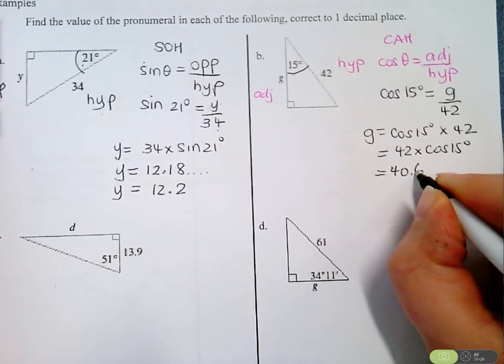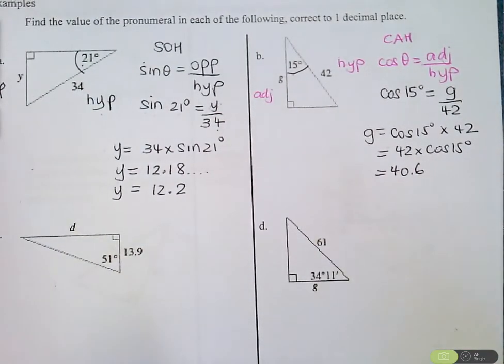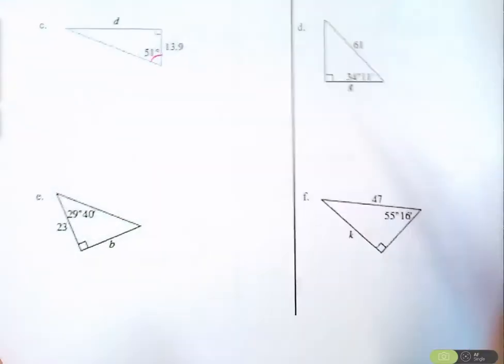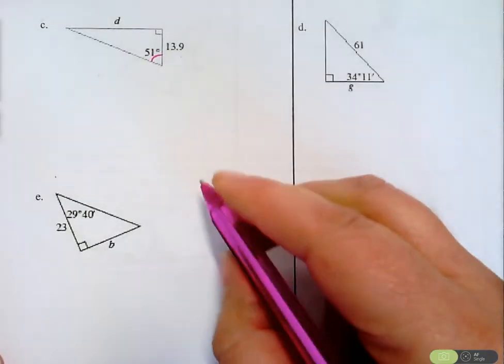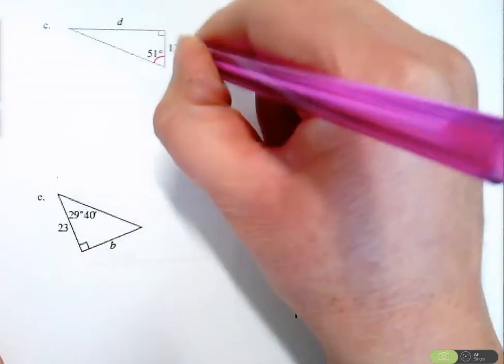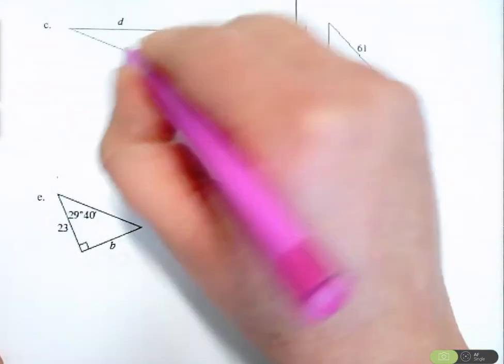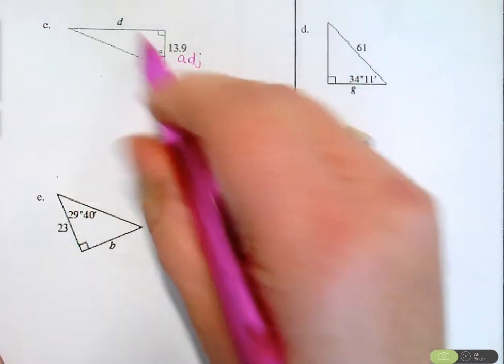40.6. Yeah, one decimal place. My angle, everything gets marked in relation to that angle. Tell me about the 13.9. What's that in relation to that angle? And look, this one here is the hypotenuse, but I'm not going to write on it because I've got nothing there. What's the D?